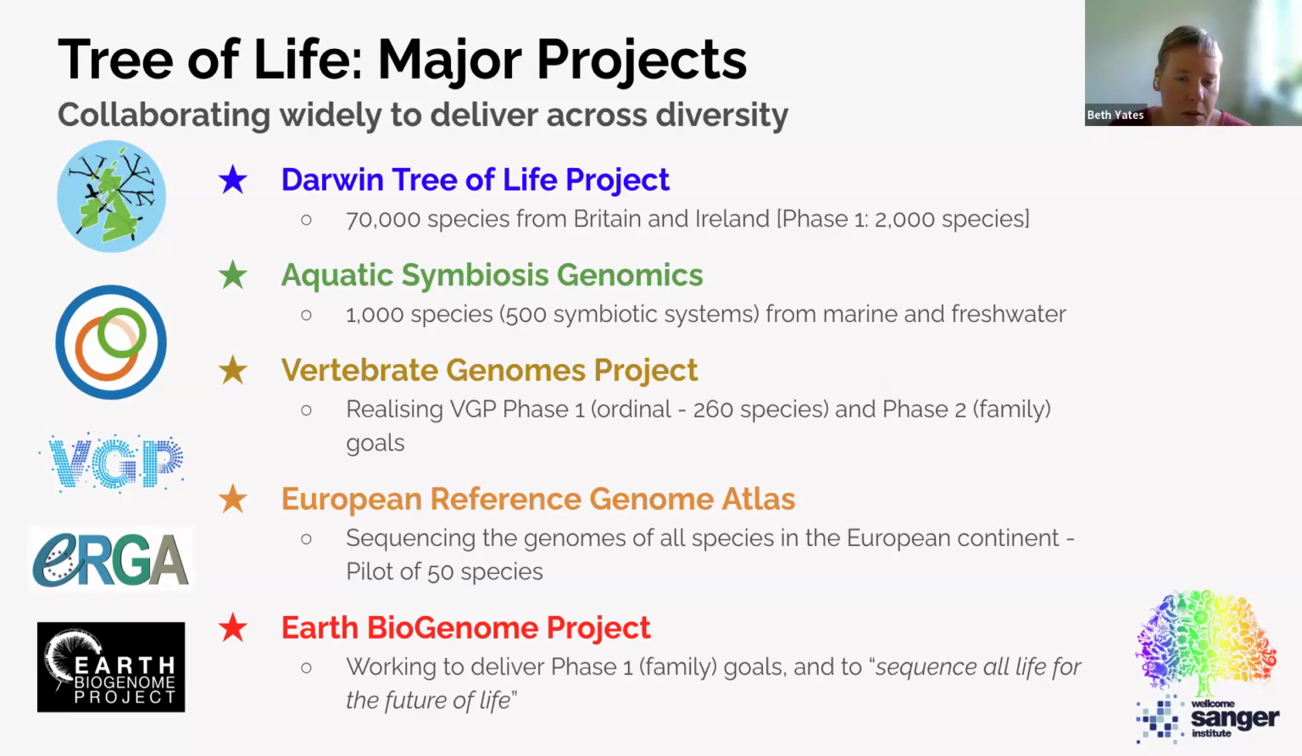We are part of several large major projects, including the Darwin Tree of Life, which is aiming to sequence 70,000 species from Britain and Ireland. The Aquatic Symbiosis Genomics Programme, the Vertebrate Genomics Project, ERGA, the European Reference Genome Atlas, and the Earth Biogenome Project, which has set itself the not insignificant task of sequencing all life for the future of life.